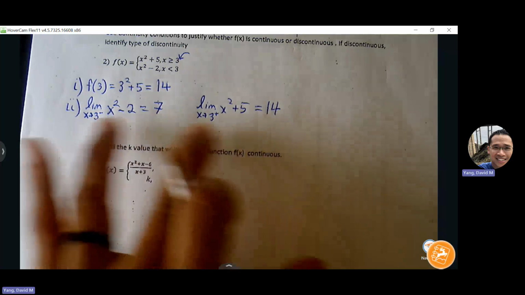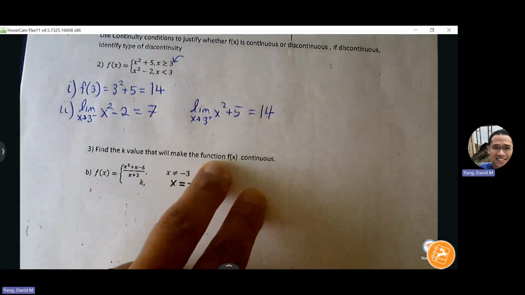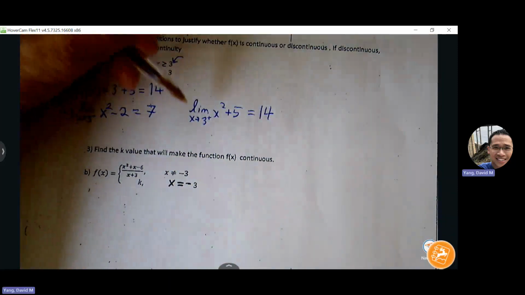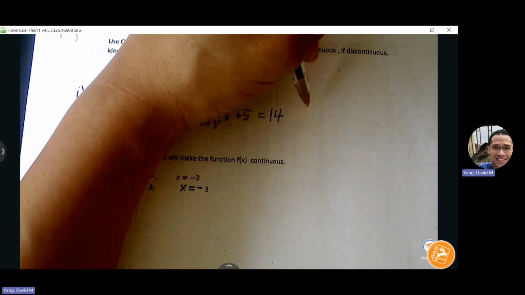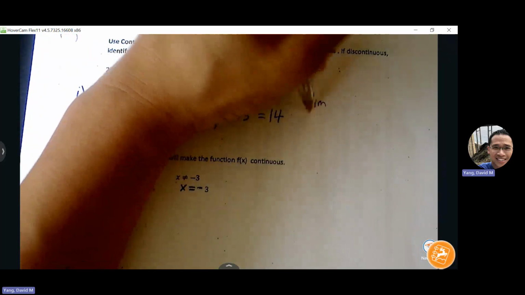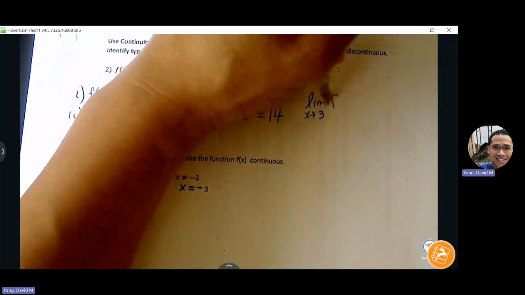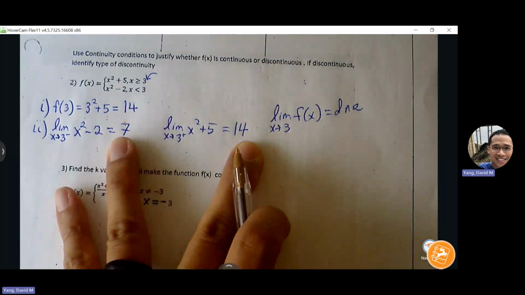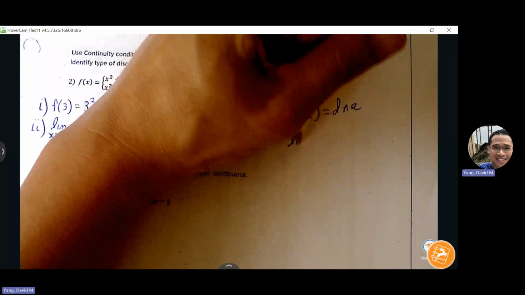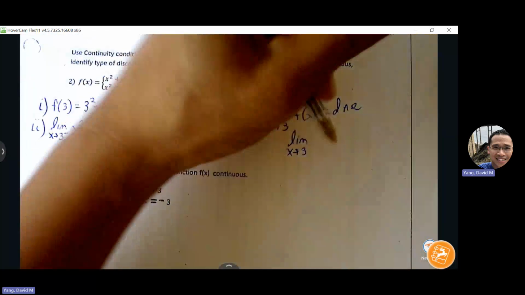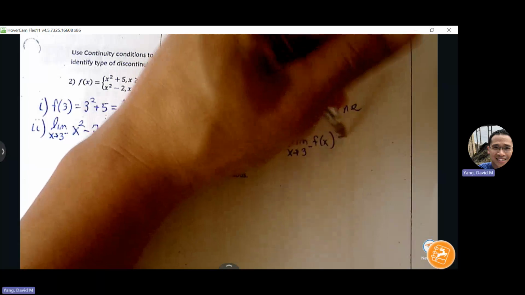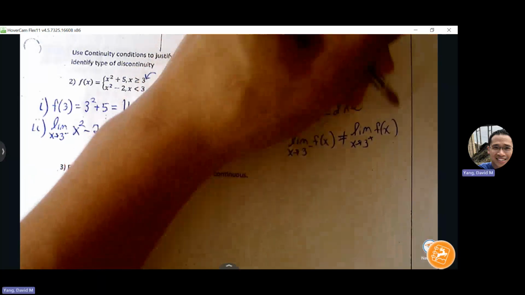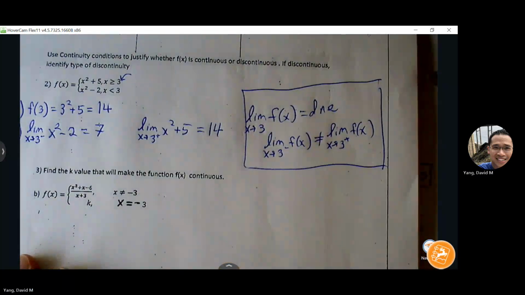Okay, but what notation am I looking for you to show me? Okay, so pay attention to the notation here. We're going to say that the limit as x approaches 3 of f of x does not exist, and our reasoning is, obviously 7 doesn't equal 14, but what I want you to say is: the limit as x approaches 3 from the left of f of x does not equal the limit as x approaches 3 from the right of f of x. Okay. That's what I'm looking for.